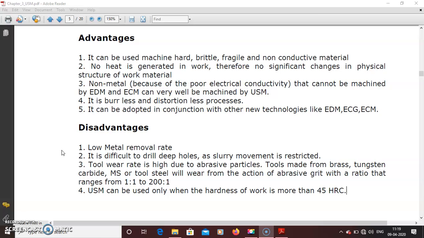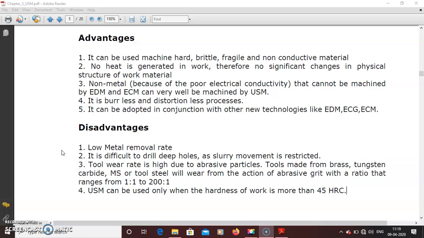It is a burr-less and distortion-less process. It can be adopted in conjunction with other new technologies like EDM. So we can say it can be used for hybrid machining processes. We can combine it with other machining processes like EDM, ECM, ECG. Like every technology, every system has some disadvantages. So low material removal rate compared to other machining processes. It is difficult to drill deep holes as slurry movement is restricted.